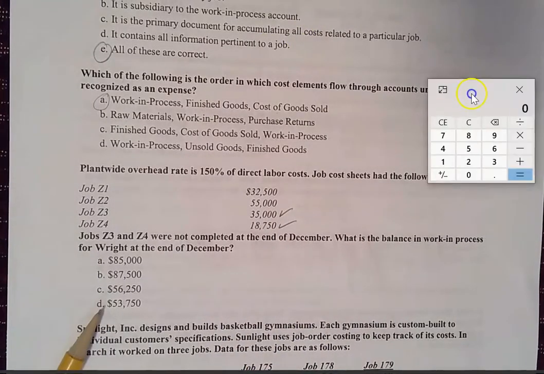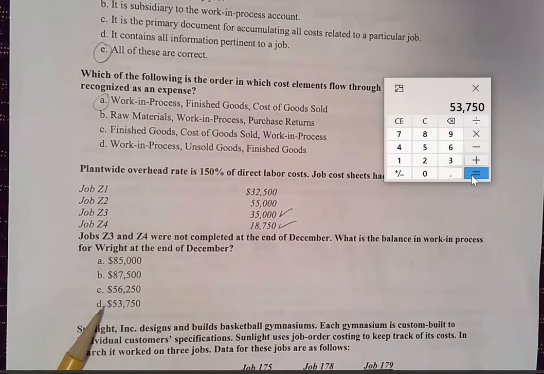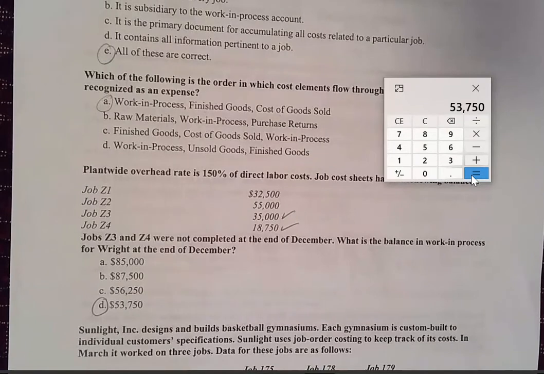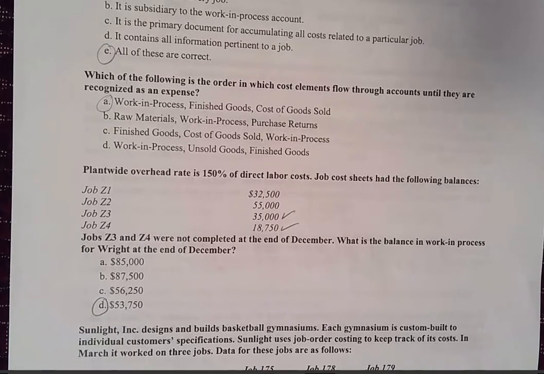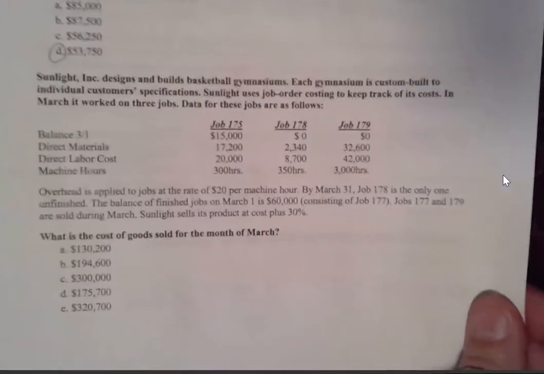Bring our trusty calculator over here. 35,000 for job Z3 plus 18,750. 53,750, and look at that, my pencil's already pointing to the right answer, and there it is. If you just took a glance at this initially, you'd think, well, this is kind of a hard question, but then you actually look at what they want to know, and it's not so difficult after all.